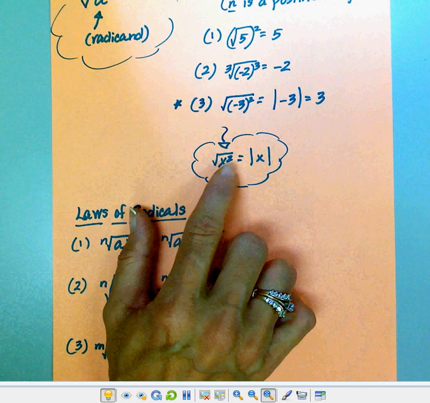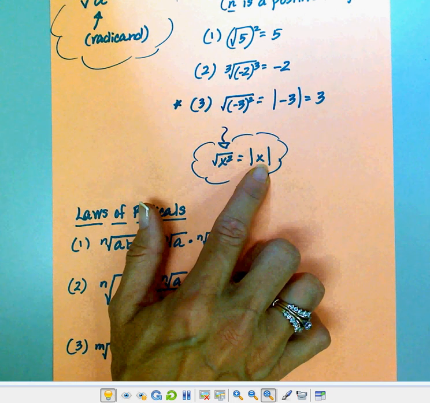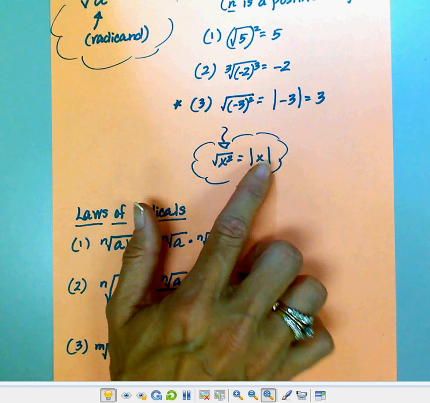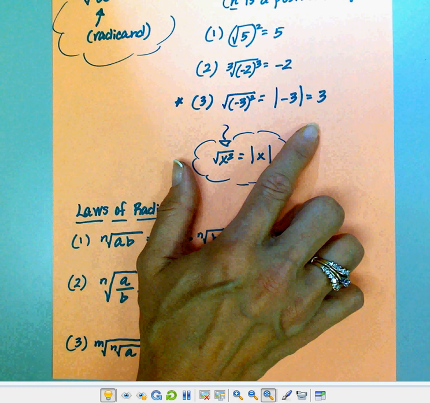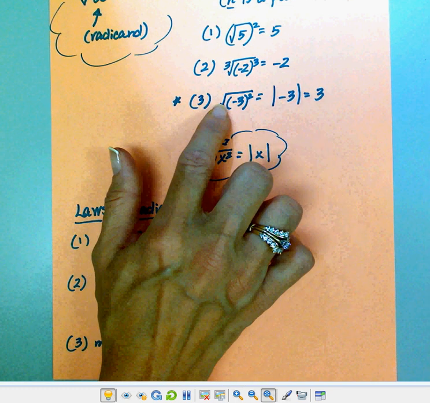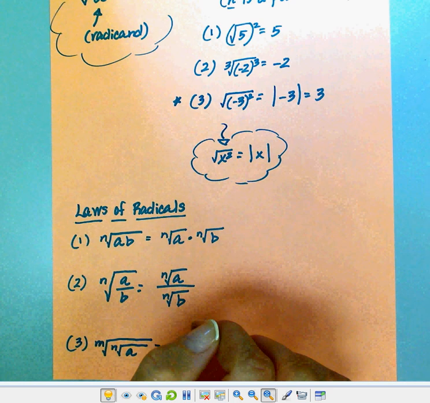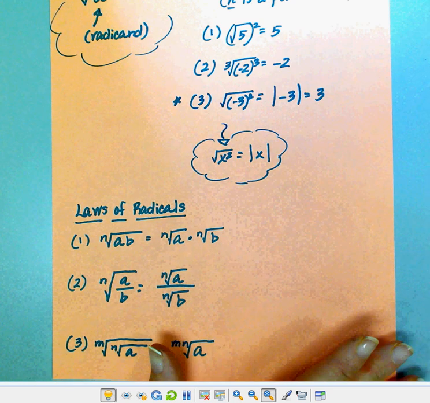So that leads us to this little example here. The square root of x squared is really equal to the absolute value of x, because we want to ensure that what comes out of there is a positive number. So just like the square root of negative 3 squared is equal to the absolute value of negative 3, which in fact is 3.